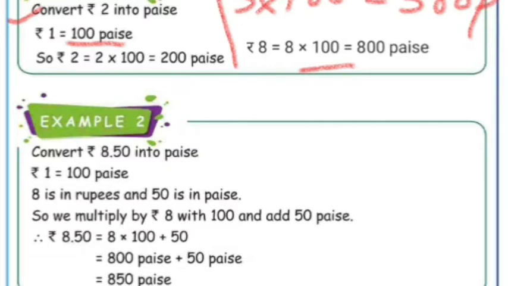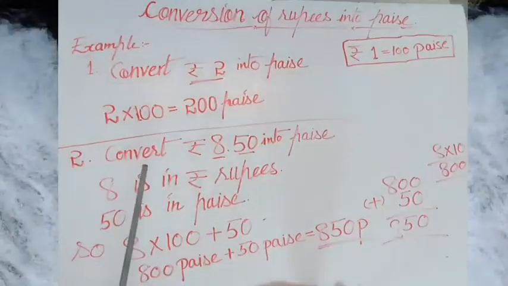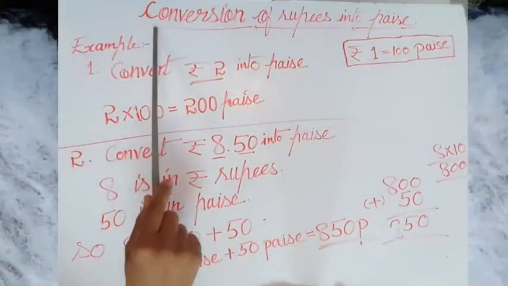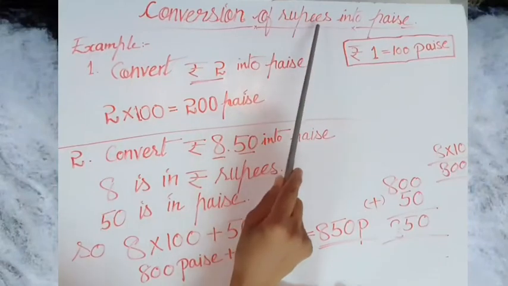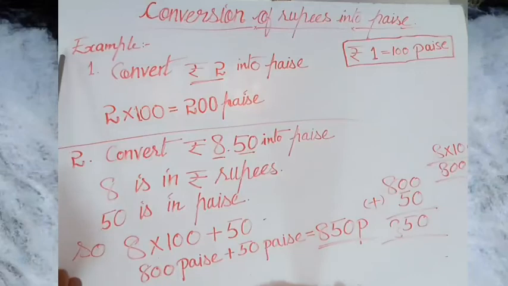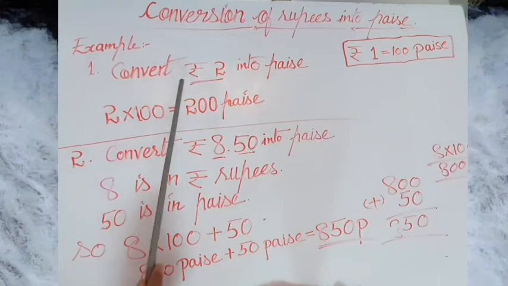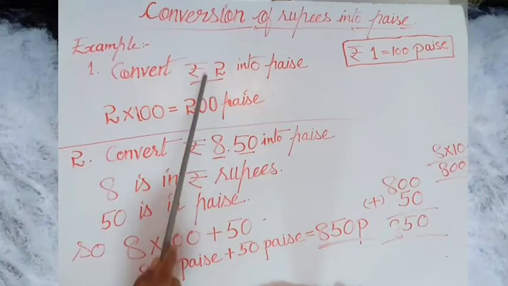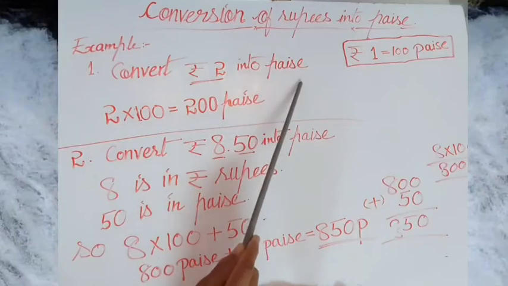Now convert 8 rupees 50 paise into paise. I will show you. Now look over here. Conversion of rupees into paise. For example, this is our first example. Our question is convert rupees 2 into paise.